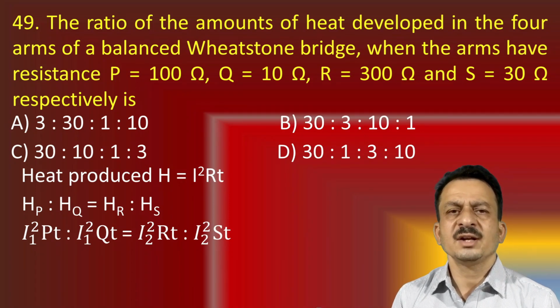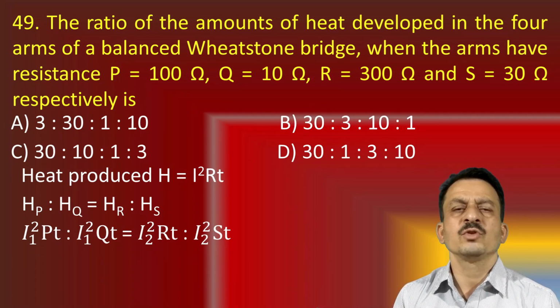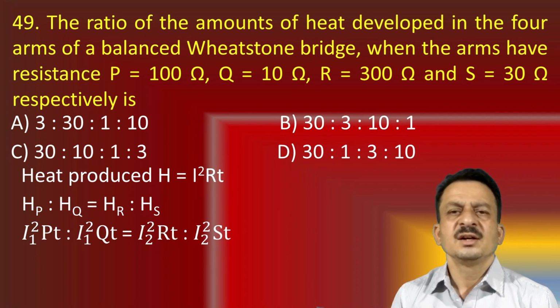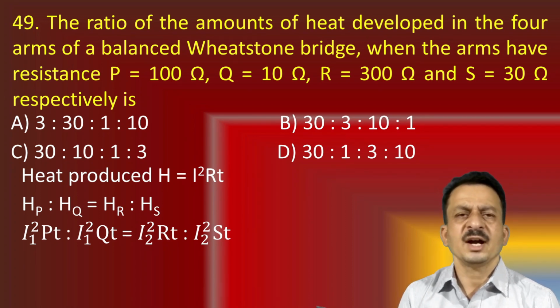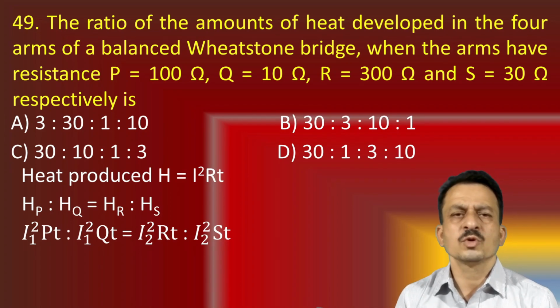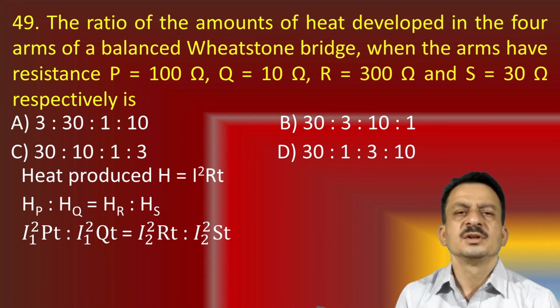Now, here I1 and I1 we have taken, because the current flowing through P and Q is the same, because the bridge is balanced. That is equal to I2 square RT is to I2 square ST. Here we have taken I2, because the same current flows through R and S, because the bridge is balanced. But we have to calculate what is the ratio of I1 and I2.